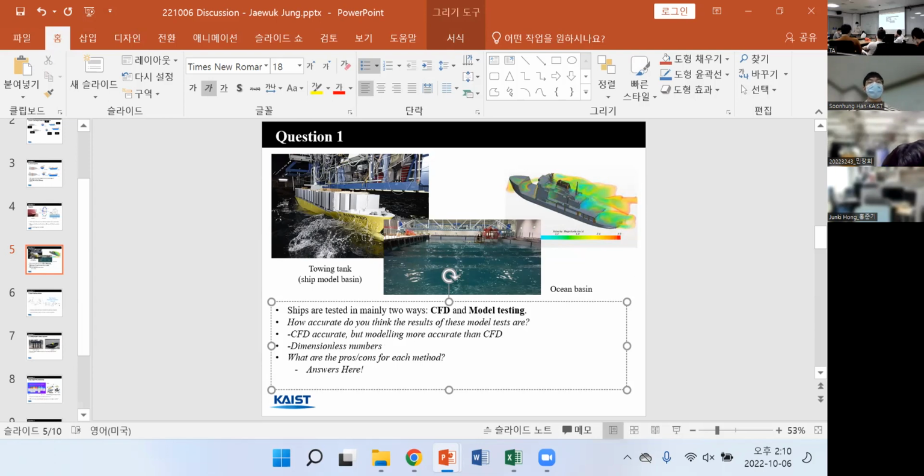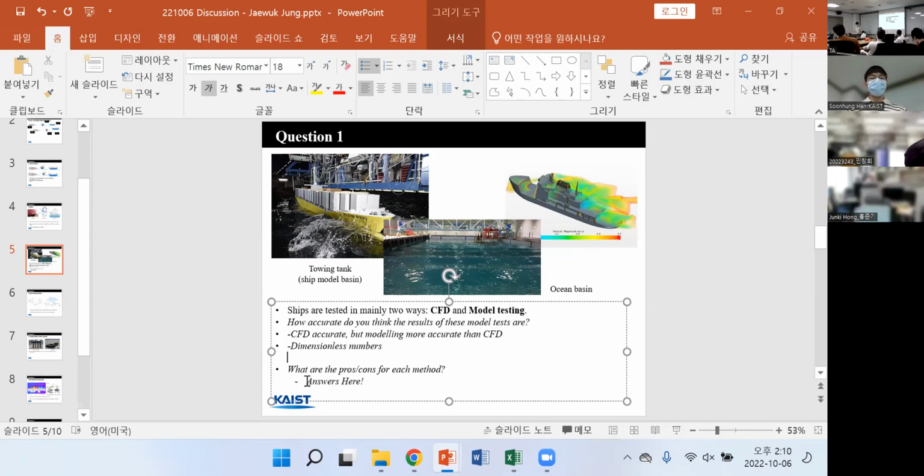So we discussed how CFD and modeling results could be compared to actual results. The next question is, what do you think are the pros and cons for each method compared to testing in real conditions, like he just said? The simulation is safer and cheaper. And the ship modeling costs a lot of money and time.